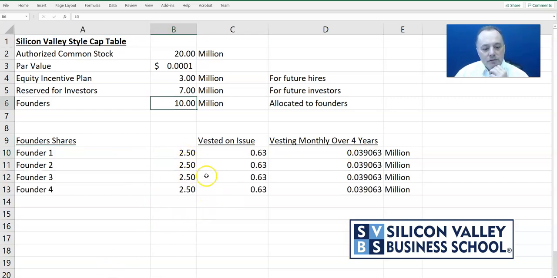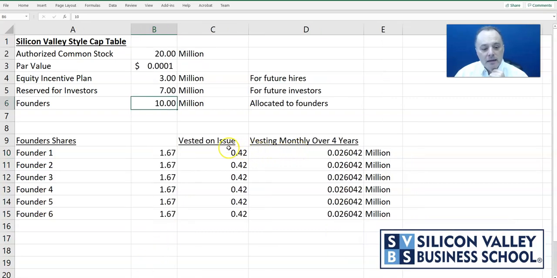If there are 4 equal founders, it looks like this, with 25% vested on issue, and the rest of them 39,000 vesting per year. Each founder gets 2.5 million shares. If you have 6 founders, then it would look like this. 10 million shares, 1.666 million for each founder, 420,000 shares vested on issue, 26,042 shares vesting each month for 4 years. And typically you have the vesting set at the last calendar day of the month.